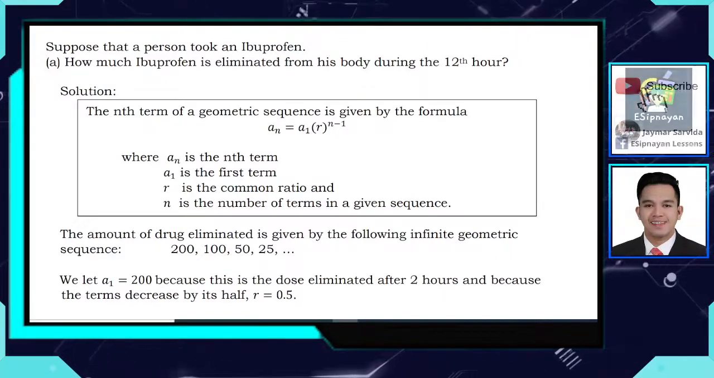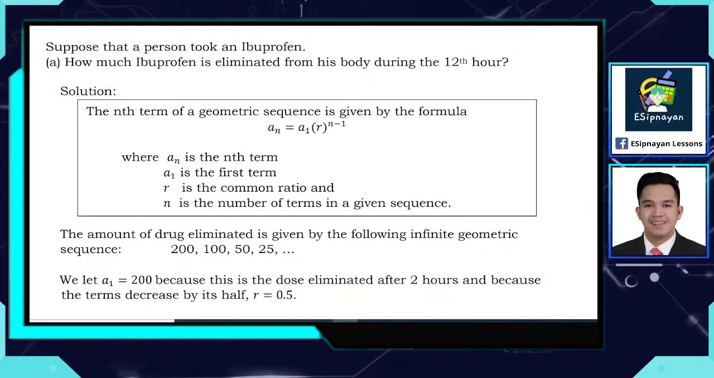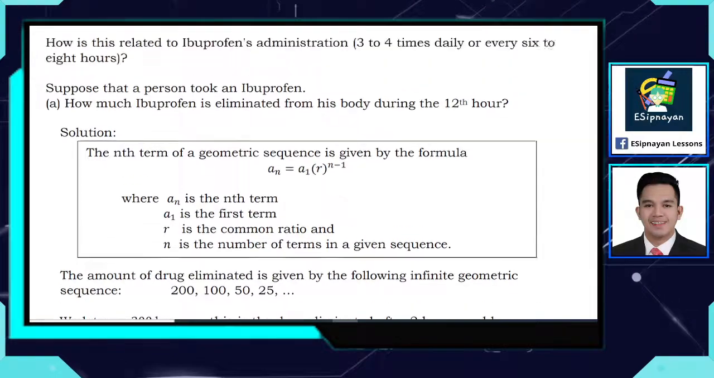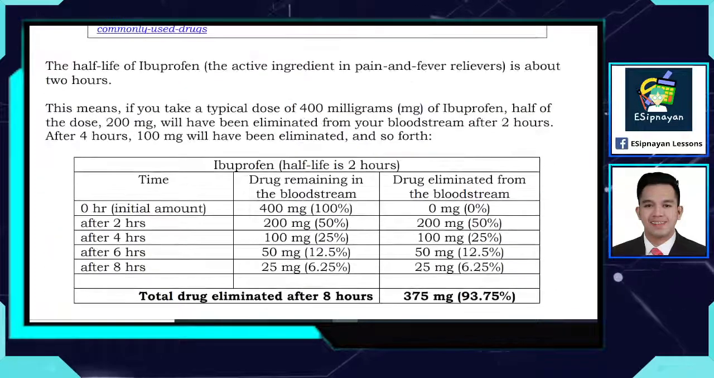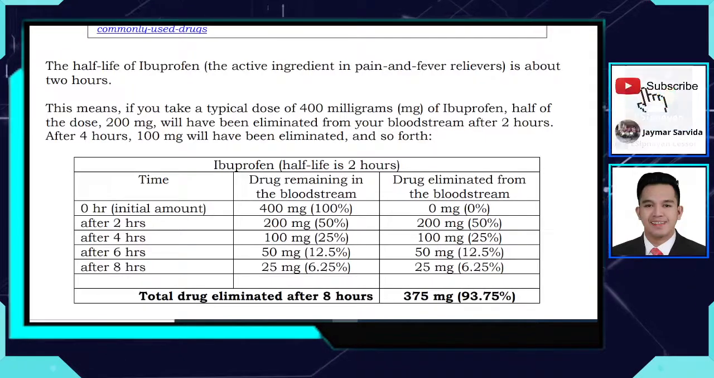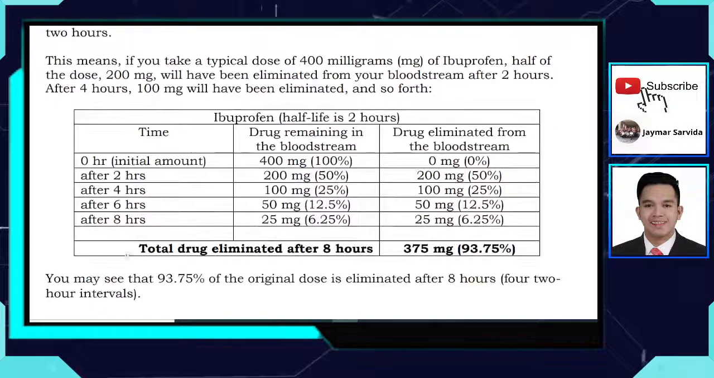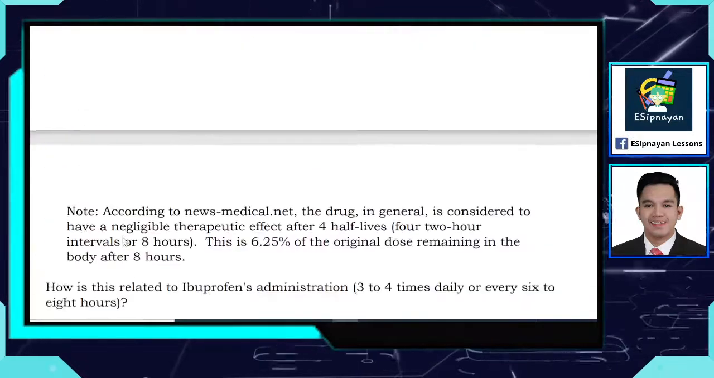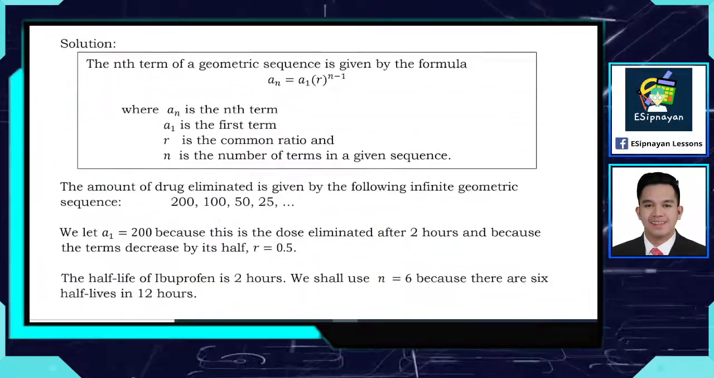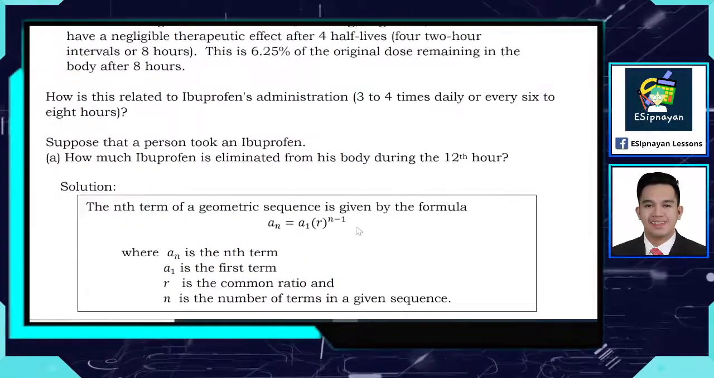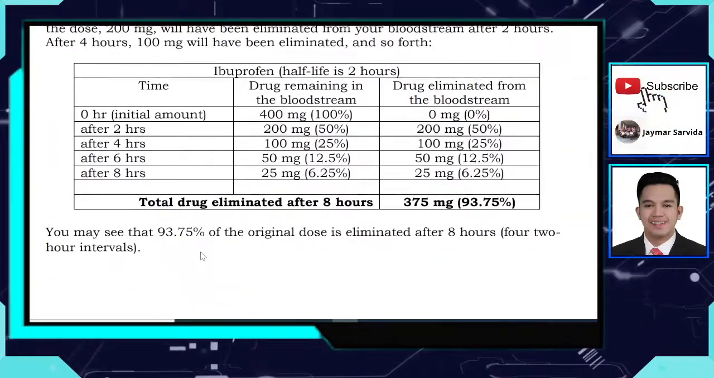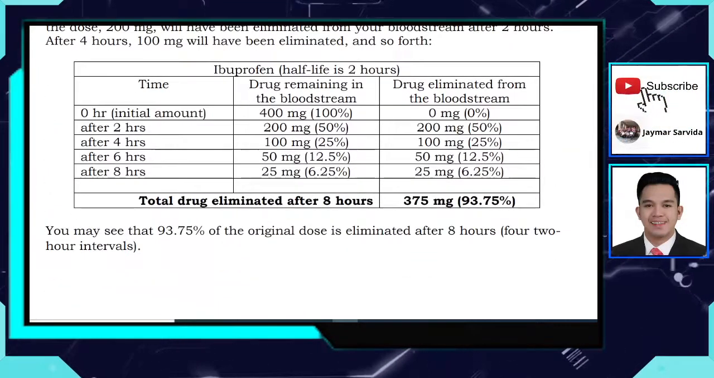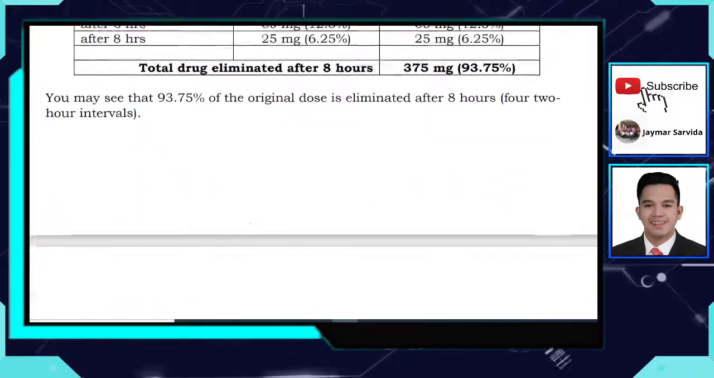Hanapin muna natin yung ating a sub n, yung ating dito kasi class. So ito ay 1, 2, 3, 4, 5. 1, 2, 3, 4. So yung 10, yung after 10 hours, yun yung pang-5 at yung after 12 hours, yun yung pang-6. So therefore class, yung value ni n dito ay 6. So hanapin natin yung ika-6th term dito.